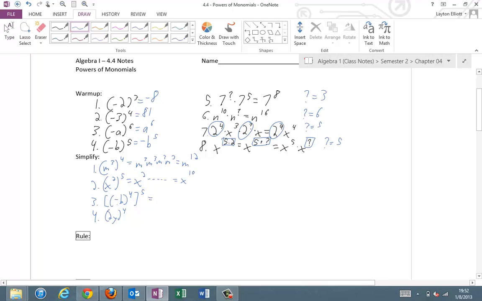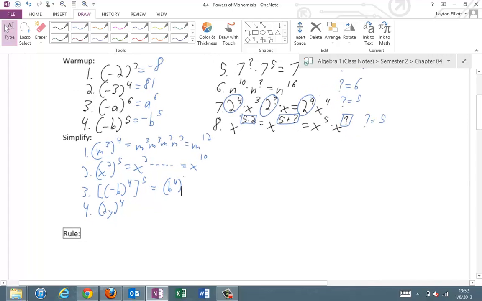Number 3, if I go order of operations and work my way from the inside out, that negative b to the 4th is just going to be positive b to the 4th. But then raised to the 5th power, that means we're going to have b to the 4th 5 times. 5 times 4, b to the 20th. And finally, this is going to give us 2y times itself 4 times. 2 times 2 times 2 times 2, that's the same thing as 2 to the 4th, and then y to the 4th. And 2 to the 4th we can simplify to 16. So that's 16y to the 4th.